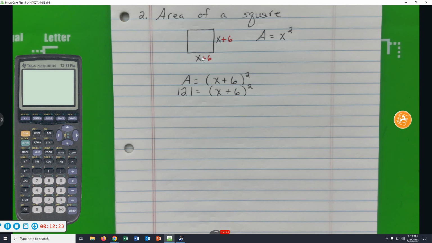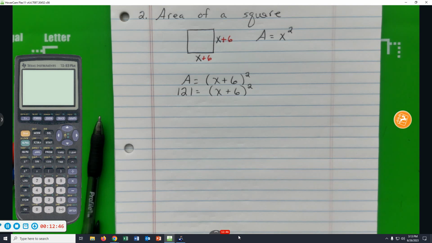So the new square has a side length of x plus 6. So x plus 6 times x plus 6. They tell us the area is 121 square centimeters. Any questions there? Because at this point, it's just a square root problem. A square root method. Y'all remember the square root method?